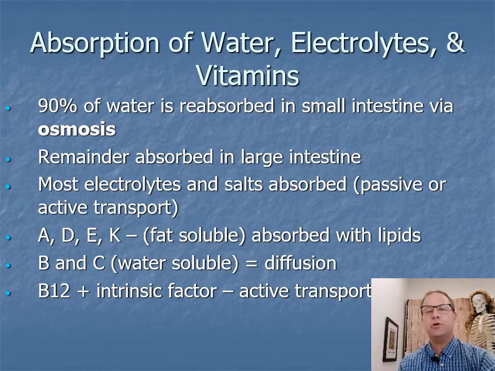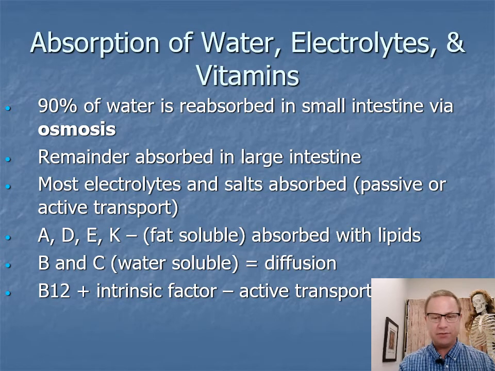Okay, let's talk about absorption of other stuff in the small intestine. That is water, electrolytes, and vitamins. Now remember that electrolytes is just another name for salts, but some of these salts are essential. So 90% of the water that we consume is reabsorbed in the small intestine by simple osmosis. The remainder will be absorbed in the large intestine. And the reason we don't pull it all out in the small intestine is because stuff starts moving more slowly once we pull too much water out. So there's a trade-off between keeping some water in and making the poop go away. And that's what we're interested in.